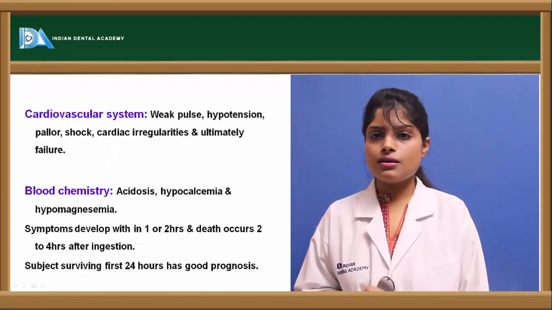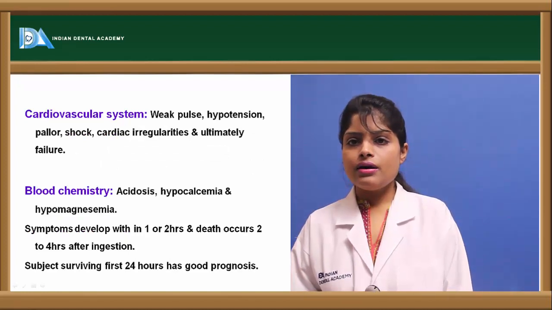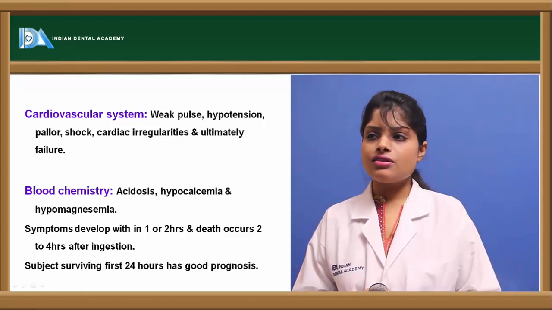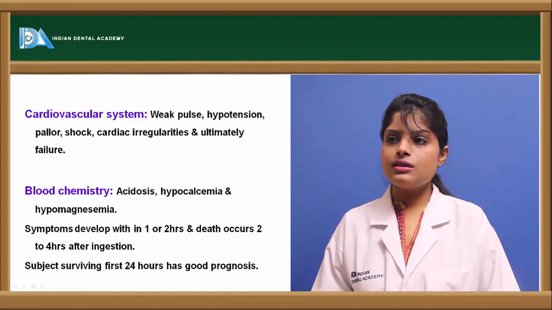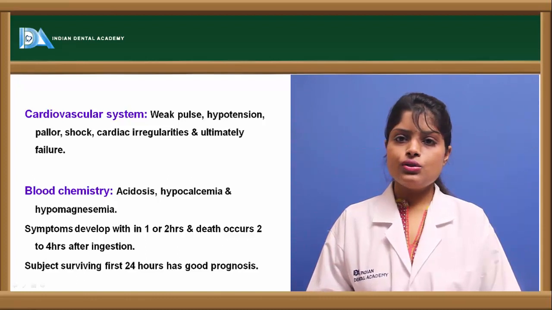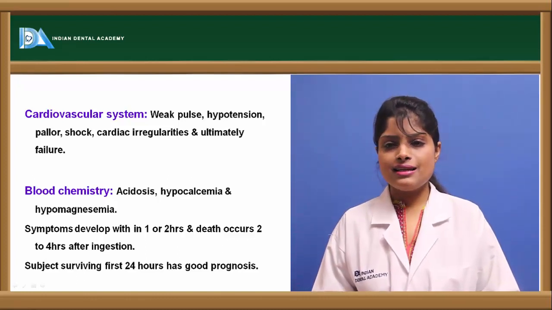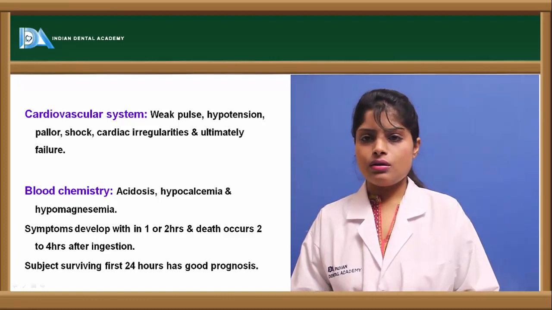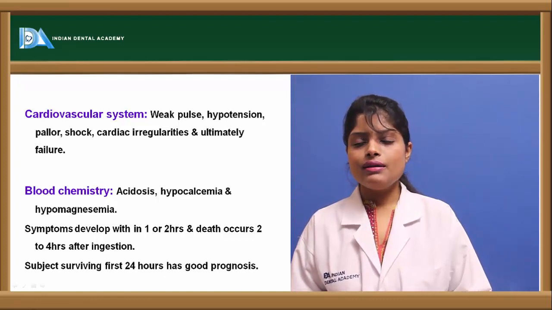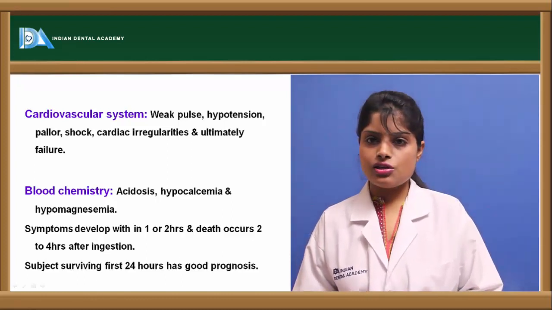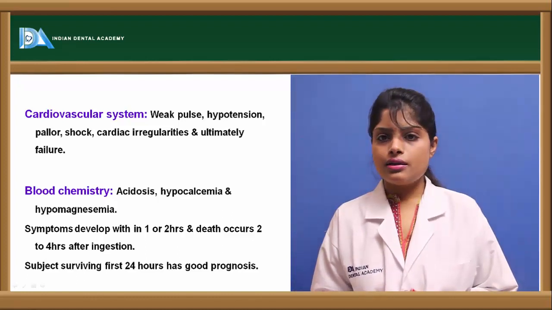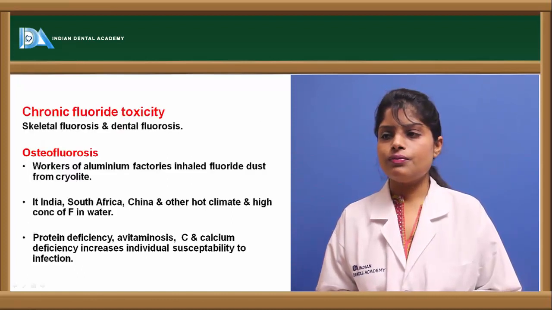The cardiovascular symptoms will be pallor and decreased cardiac output. Even it can lead the patient to cardiac arrhythmias, irregularity of the heartbeat, and cardiac failure. The blood will be subjected to ketoacidosis, hypoglycemia, and hypomagnesemia. The symptoms will appear in 1 to 2 hours, and the patient can be dead within 2 to 4 hours after ingestion. But if the patient is recovering after 24 hours, the prognosis of the patient will be good.